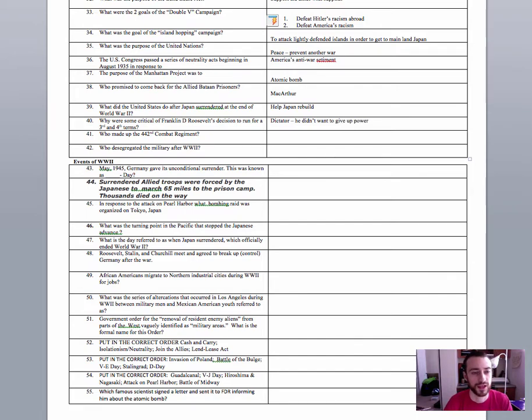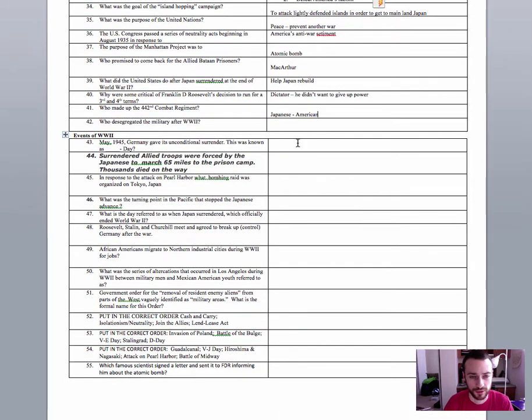There we go. Who made up the 442nd Regimental Combat Team? Japanese Americans. Number 43, May of 1945, Germany gave its unconditional surrender. This was known as VE Day.